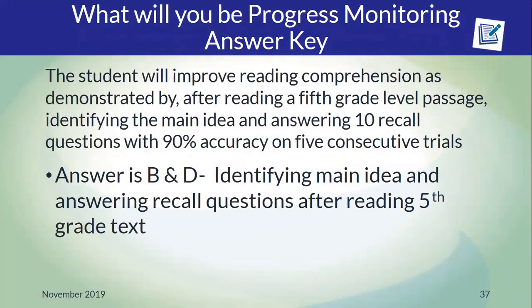So the answer is B and D. In this example, the area of disability-related need is reading comprehension. But because reading comprehension is relatively complex and fairly general, to meaningfully measure interim growth in reading comprehension, that's going to involve breaking the skill down into observable, measurable behaviors. So for this student, identifying main idea and answering recall questions is how improved reading comprehension will be demonstrated. So these two skills need to be measured to show growth in reading comprehension.